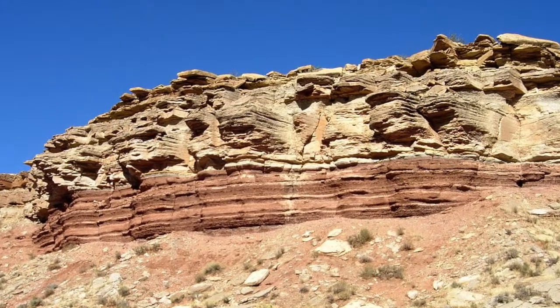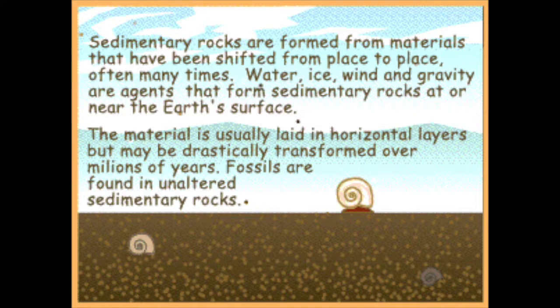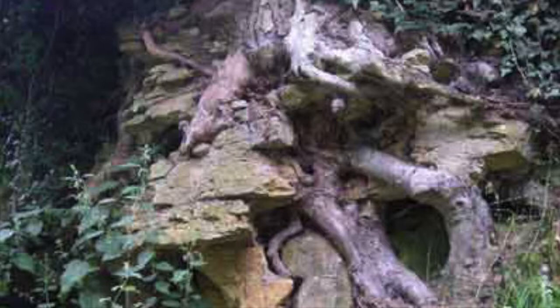Sedimentary rocks are formed from materials that have been shifted from place to place, often many times. Water, ice, wind, and gravity are all agents that form sedimentary rocks. The material is usually laid in horizontal layers, and as we know from our research, this can happen in different ways. Let's examine a few of those ways.